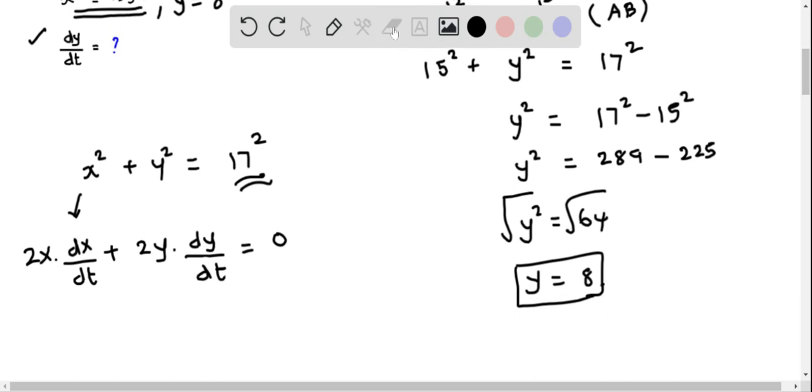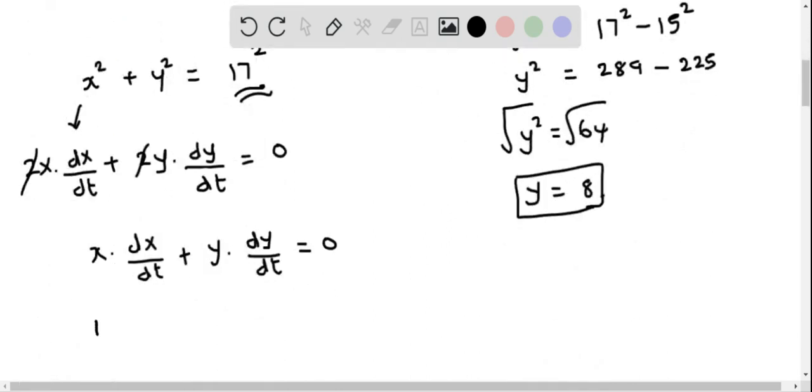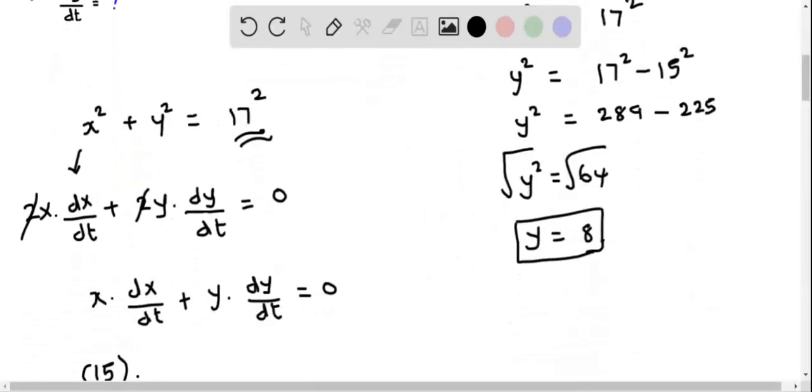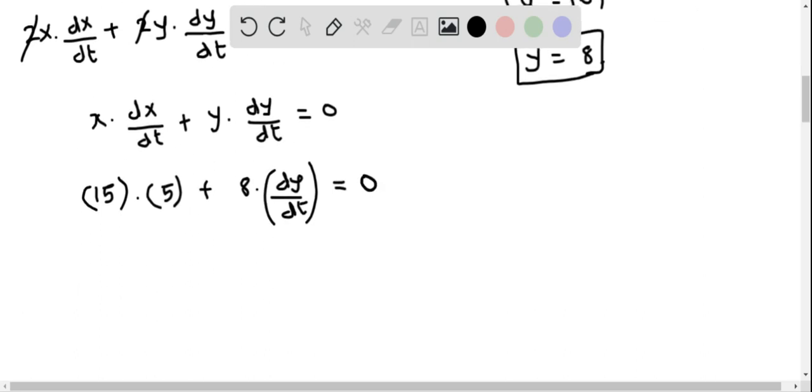So now we can cancel this 2. We divide all the terms by 2. So we are left with x times dx over dt plus y times dy over dt, and this equals 0. Now let's plug in the values. We know that x equals 15 feet, so I plug in x equal to 15, and we are also given dx over dt, which is 5 feet per second. So I plug in 5 for dx over dt. We found y, which is 8, and then dy over dt is the thing that we have to solve. This equals 0.